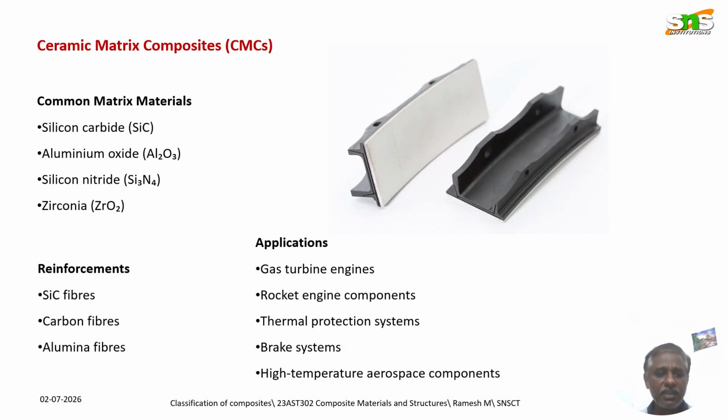Next is ceramic matrix composites. These are advanced composite materials in which a ceramic material acts as the matrix and is reinforced with fibers and whisker particles. Conventional ceramics such as alumina, silicon carbide, and silicon nitride possess excellent hardness, high temperature resistance, corrosion resistance, and low density. However, they are generally brittle and have low fracture toughness.